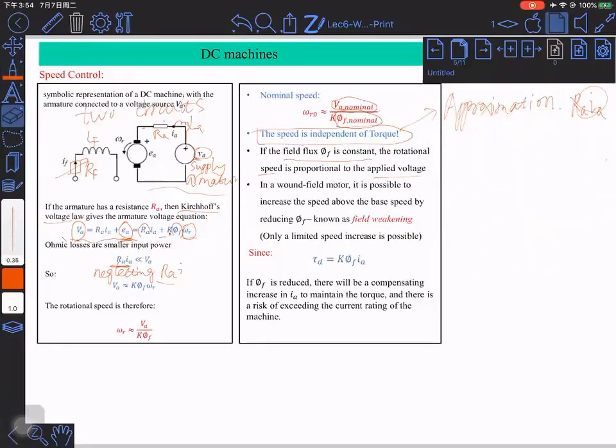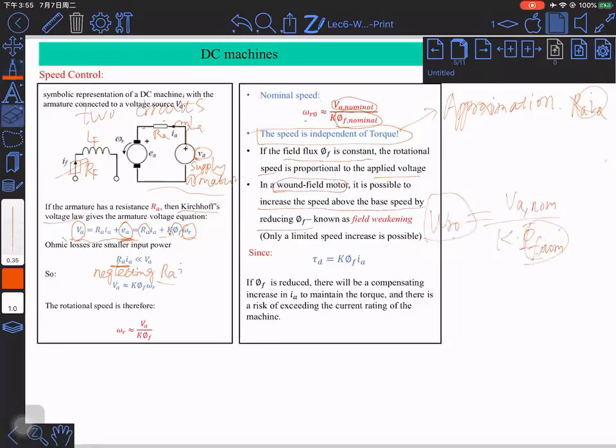In the DC field motor, where we are not using a permanent magnet, instead we are using an electromagnet, it is possible to increase the speed above the nominal speed. Why? Because if you look here, this speed is just equivalent to the nominal voltage over K times the nominal flux. But if we reduce the flux to beneath this value, say half of the value, then you can have a speed which is double this nominal speed, right?